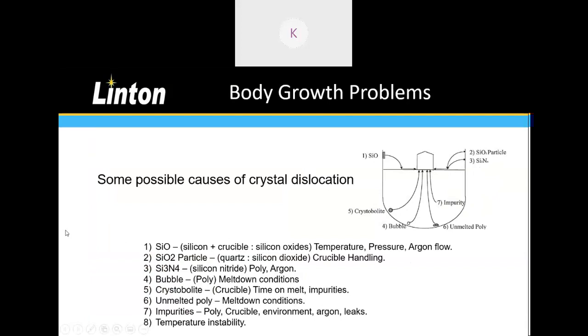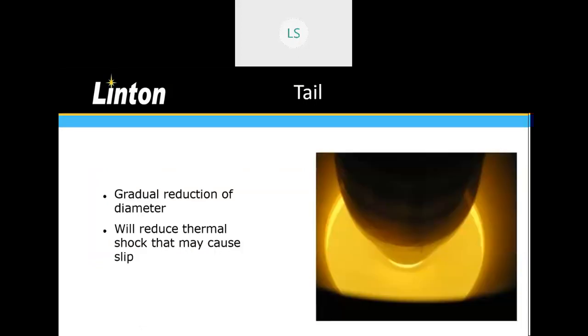There's a lot of things that can go wrong when you're manufacturing an ingot. Temperature, argon flow, crucible handling, whether it's centered properly or not, bubbling. Again, I'm not going to read them all to you, but basically this is a highly complex growth, and you've got to watch out for a lot of different issues that could pop up. Next.